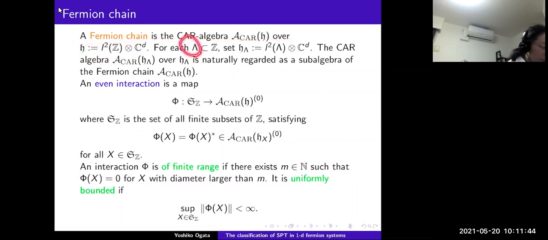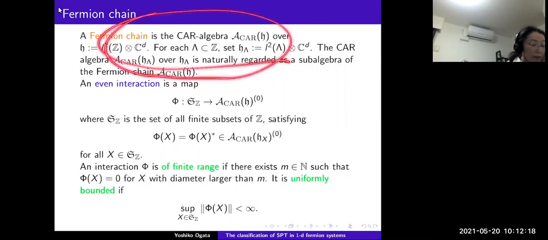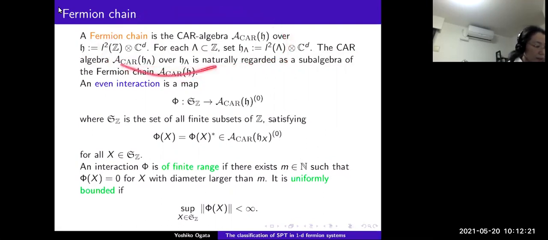Clearly, for each subset lambda, we can consider L2 space over lambda, and this tensor C^d. And this space can be clearly regarded as subspace of this H. Therefore, the CAR algebra over H_lambda is naturally regarded as a subalgebra of a Fermion chain. And we always regard it so. So this is our physical system. This is our CAR algebra representing our physical system.